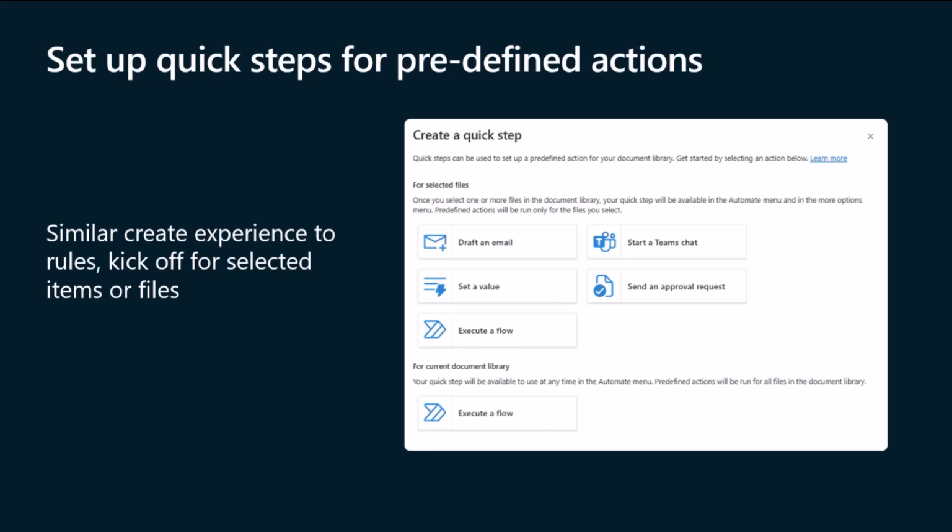So it's a pretty cool way to say, send an email to a people column or start a chat with the people column, set multiple values, send an approval request, just one click of a button, or a favorite one here is execute a flow, which does not have to be in the default environment, which we know a lot of folks have been asking for.